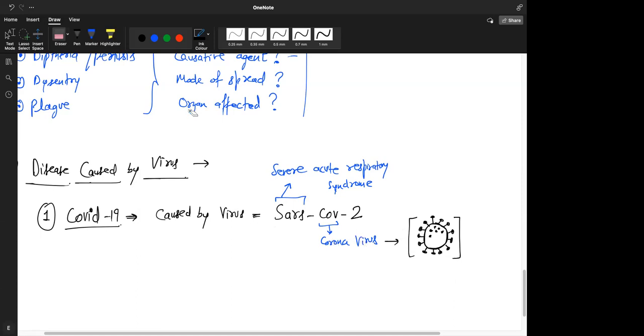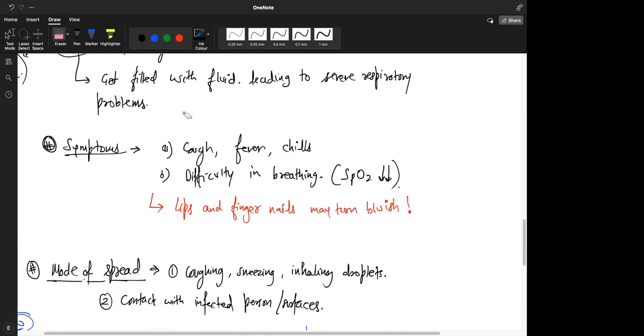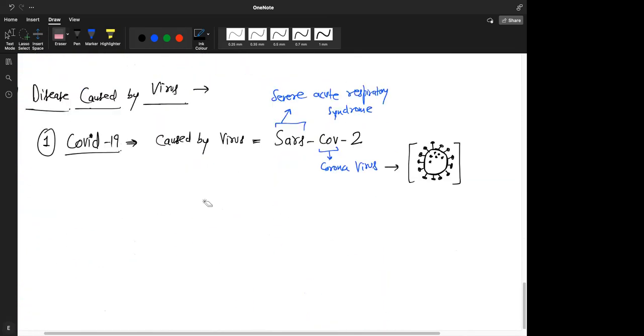And how does it spread? It spreads from human to human through respiratory droplets, just like in pneumonia the bacteria was spreading; here the virus is spreading. What are the symptoms of COVID-19? Apart from difficulty in breathing, which is a severe symptom when the lungs get filled with fluid, brain death is another severe symptom, when the brain dies because of not responding.